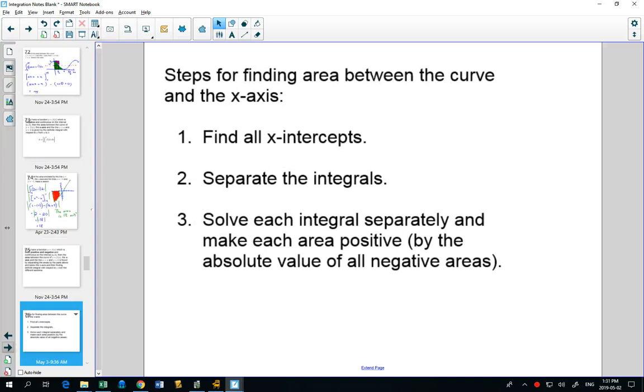So here are our steps for doing this. We need to find the x-intercepts, because the x-intercepts indicate where things are below the x-axis and above the x-axis. Once you've found them, the x-intercept is going to separate your integral, so you can find the negative part separately and the positive part separately. You make all your negative parts positive, and then you can add them up to find the actual area between the curve and the x-axis.